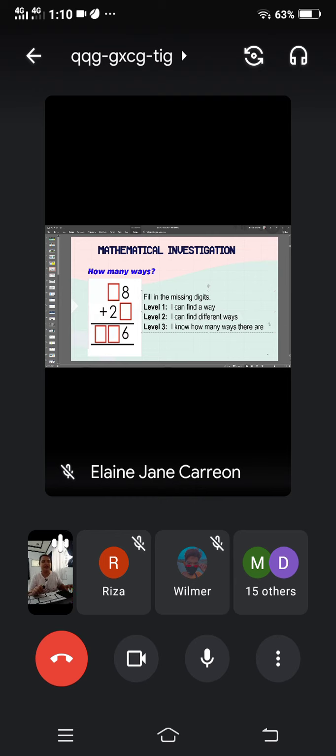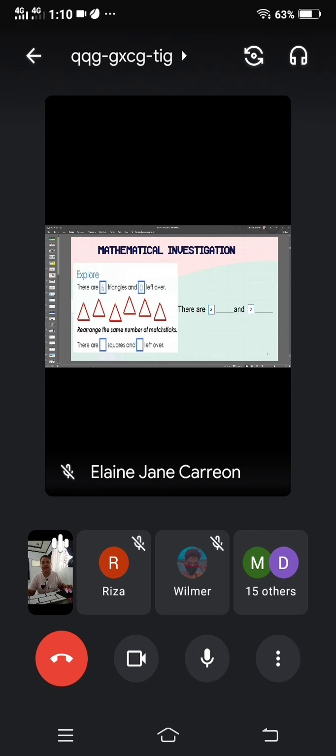But in level 3, I know how many ways there are. See the difference? Hindi niya sinabing, alam ko yung mga ways. Ang sinabi niya, I know how many ways. Ibig sabihin, hindi lang isa, hindi lang dalawa, hindi lang tatlo, kundi alam niya lahat yung mga ways kung paano i-solve itong puzzle na to. Did you get the difference? Okay. So that's how mathematical investigation works.